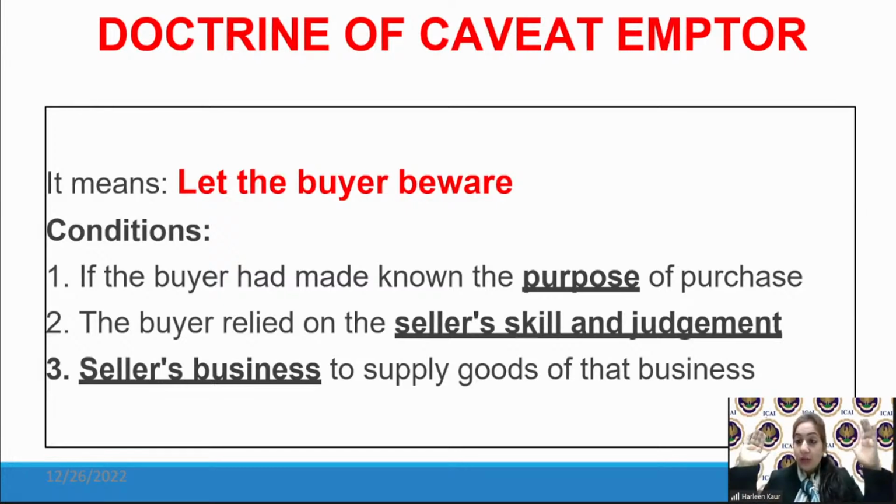But the general rule is that let the buyer be aware. As a buyer, you should act sensibly. You should know in which shop you're going to buy what kind of goods and whether that person is dealing in those goods or not. So you have to be very careful in buying the goods as a buyer, because tomorrow, if you make a wrong choice, it is your responsibility, not the seller's responsibility. And in order to hold the seller liable, all these three conditions have to be satisfied. If these three conditions are satisfied, then the seller can be held liable.